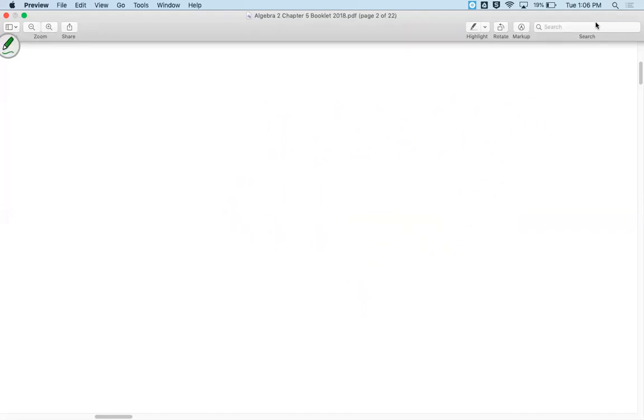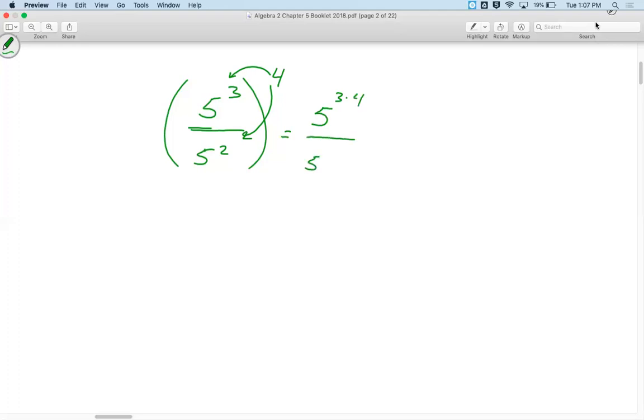And the last one's kind of like a combination of both. I'll just pick 5 to the third over 5 squared, and we'll say all of this to the fourth. With this one, you can distribute the exponent inside. Sometimes it's useful in a problem like this. What I find very useful is to reduce the inside first and then do that. But in this case, we would do 5 to the 3 times 4 over 5 to the 2 times 4. And that is 5 to the 12th over 5 to the 8th, which is simply 5 to the 4th. Okay?